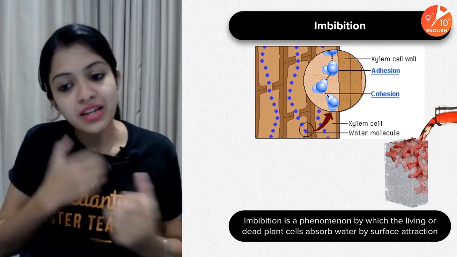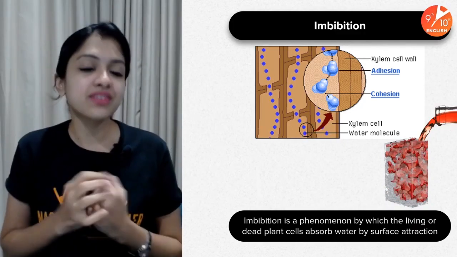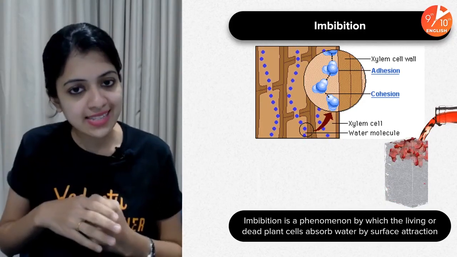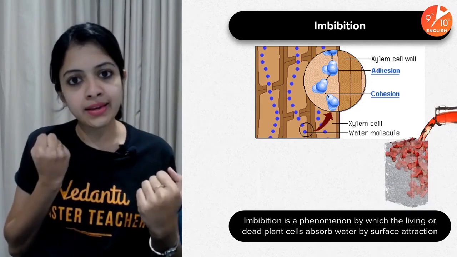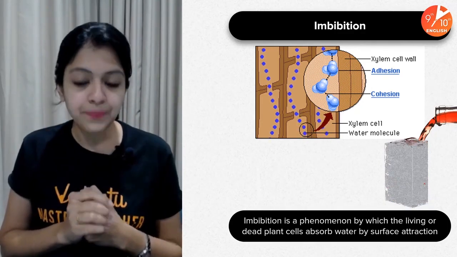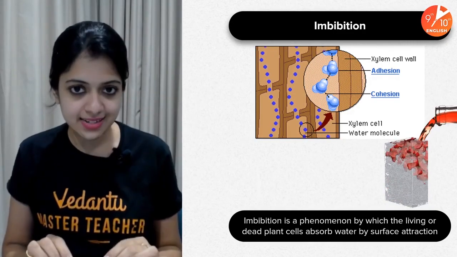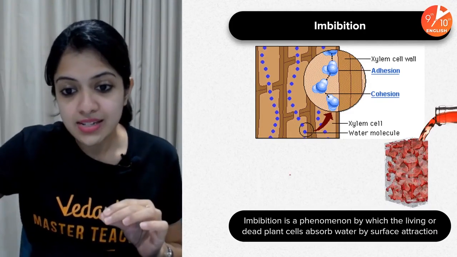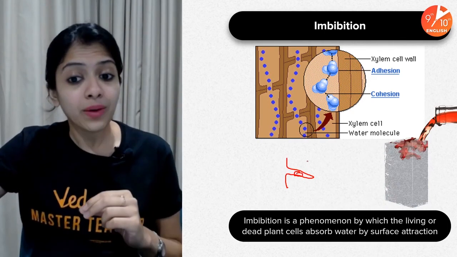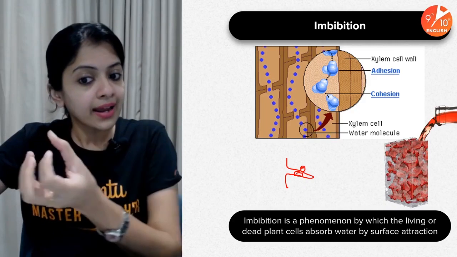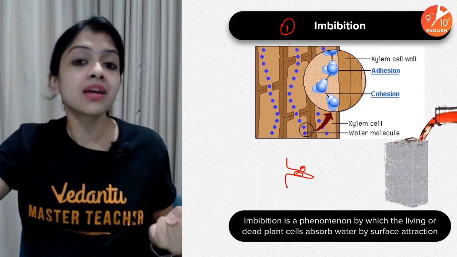Once again, read the definition. It's a phenomenon by which living or dead plant cells absorb water by surface attraction. The water is just falling on the surface of that cell, and the plant cell, dead or living, is just absorbing it. This is an example of imbibition. Imbibition is very important as far as a root hair cell is concerned, because when the root hair cell first comes in contact with a water drop, it would get absorbed by the process of imbibition. So this is phenomenon 1.